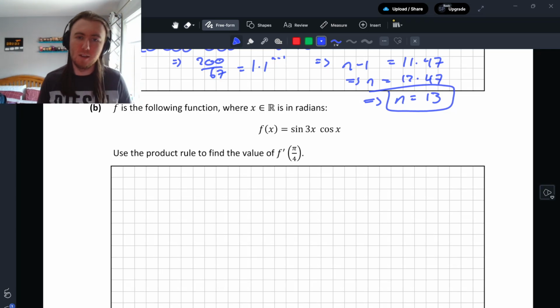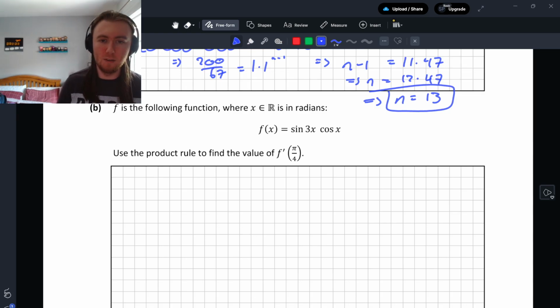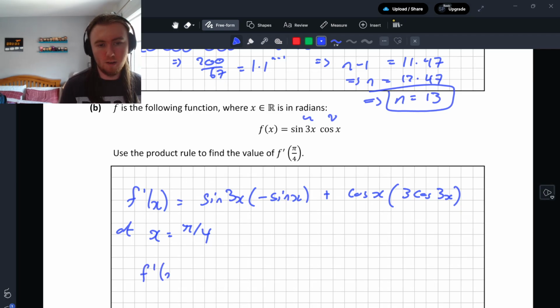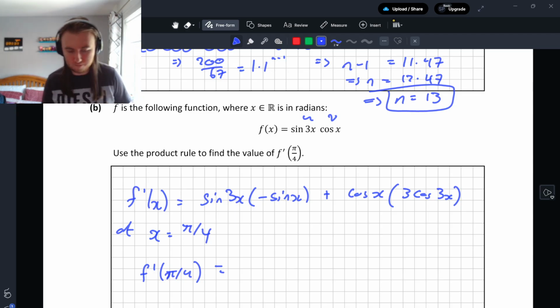Okay. F is the following function, x in radians. Use the product rule to find the value of f prime of pi over 4. Okay, so that's u and that's v. So f prime of x is the first times the derivative of the second plus the second times the derivative of the first. At x equal to pi on 4, f prime of pi on 4 is just that.